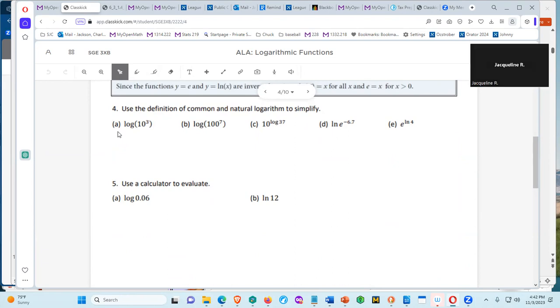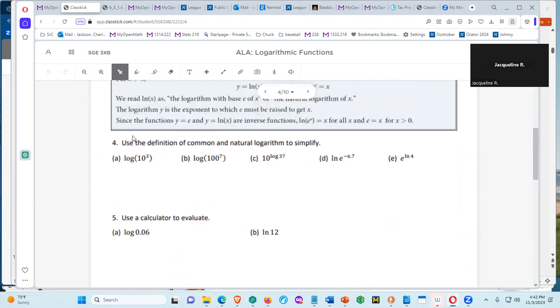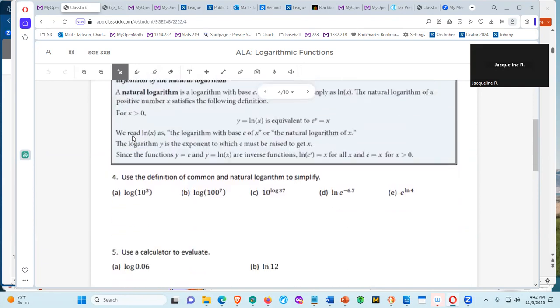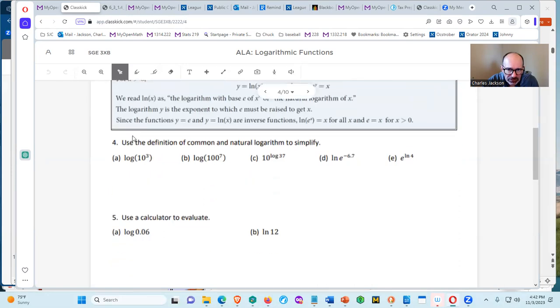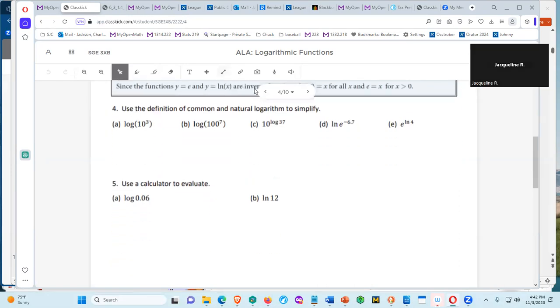Sir, I was a bit confused with these. So how would you start that? Would you first simplify the parentheses, or would you use the definition of common and natural logarithm to simplify? Yeah, the A. Okay.